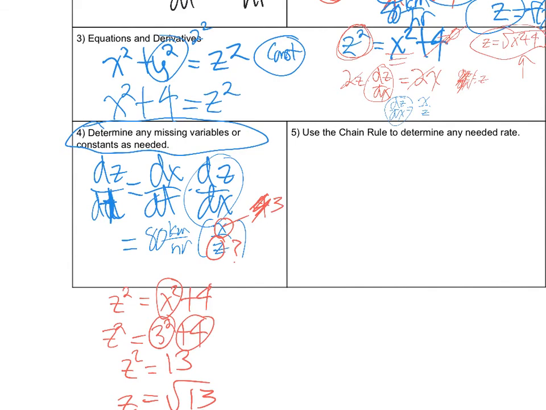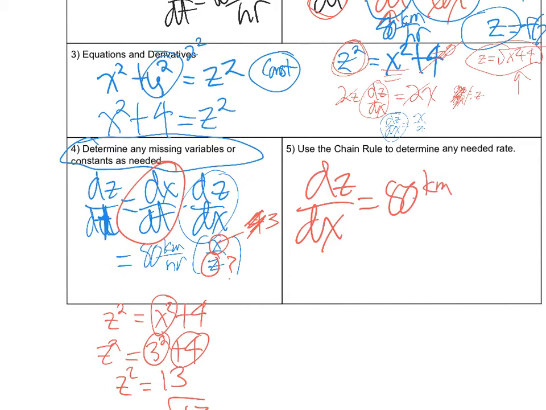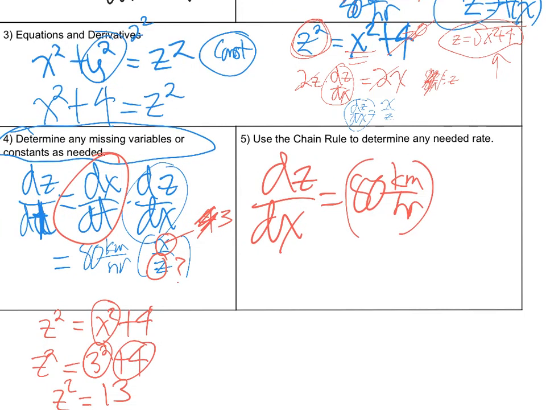Last step that I have to make here is to substitute all the values in. dz over dx equals dx by dt, which is 80 kilometers an hour. And then I multiply that by x over z. And what is x over z? Well, oh, that should be dz by dt. Sorry, folks. Once again, I'm making a mistake here. 80 kilometers an hour multiplied by x, which is 3 kilometers, and z, which is root 13 kilometers.